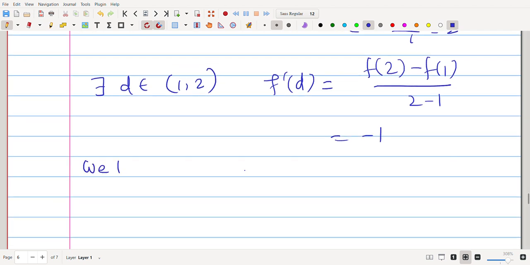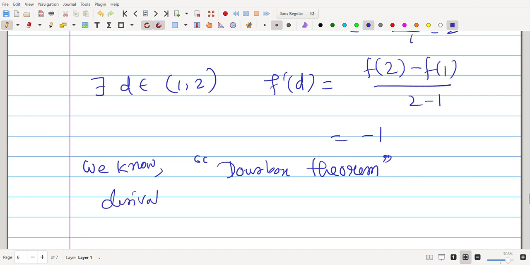Now we know Darboux's theorem. It's a very important theorem, right? For derivatives, the derivative map always satisfies the intermediate value property.